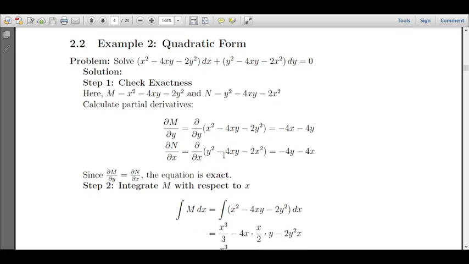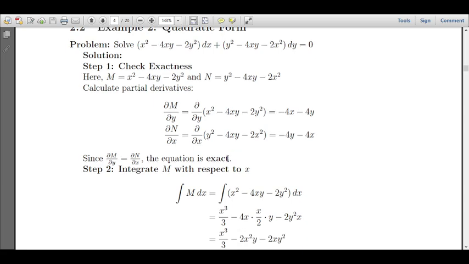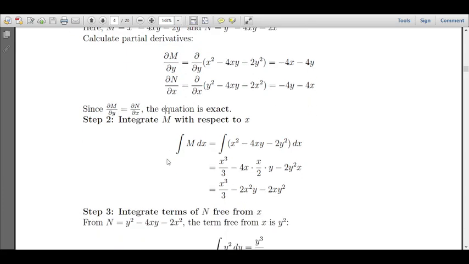And ∂N/∂x equals this, with respect to x, y constant, so here the differentiation of the y term is 0. Same thing, we will get minus 4y minus 4x. Therefore, both partial derivatives are equal. Therefore, the equation is exact.